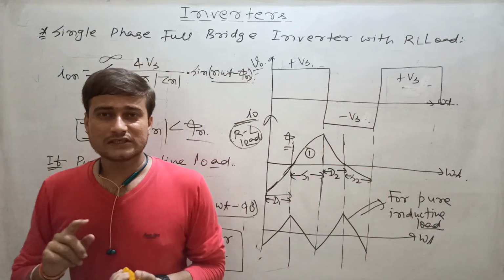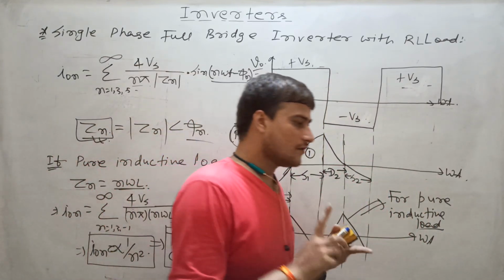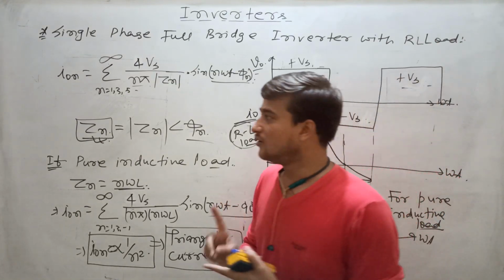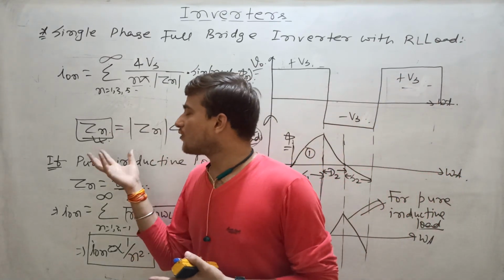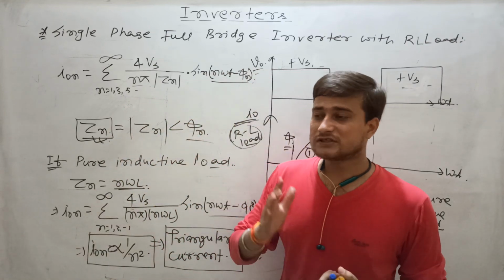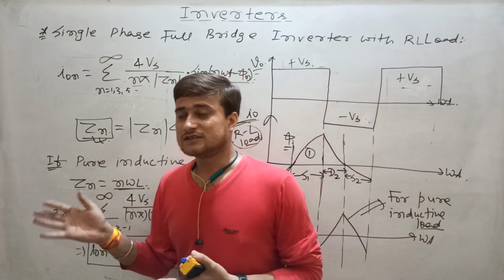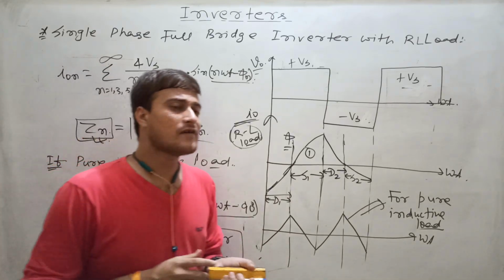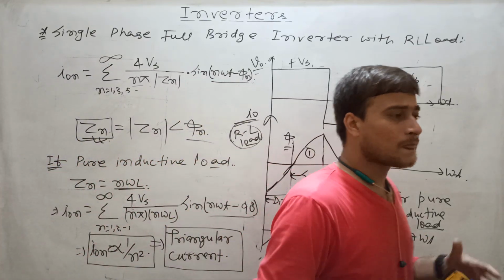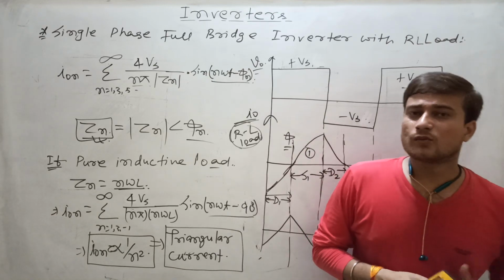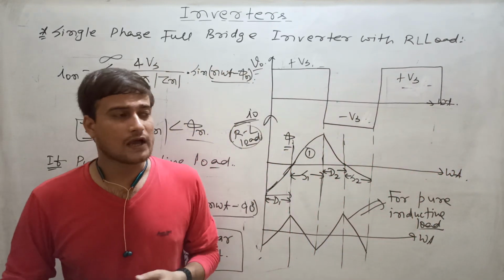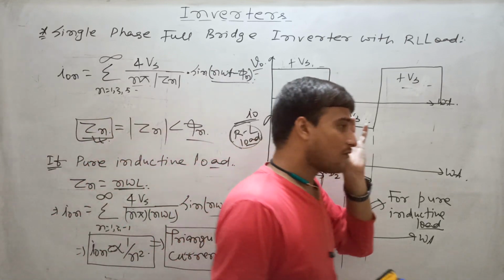Next, you are having different types of inverter: half bridge and full bridge. In the half bridge, R load and RL load. In the full bridge, you are having R load and RL load. So you can see the formula of harmonic analysis, that means the formula of Fourier series. If a square waveform is given to you, then you write the formula like 4V divided by n pi into sin n omega t.